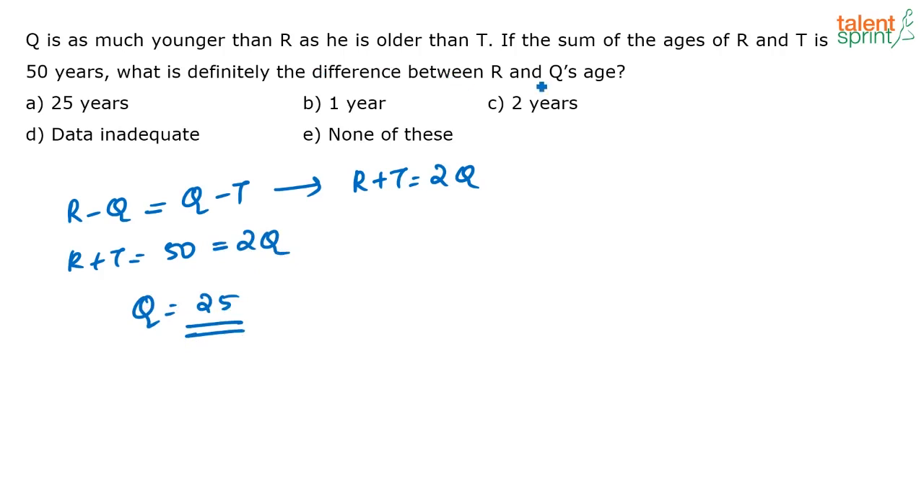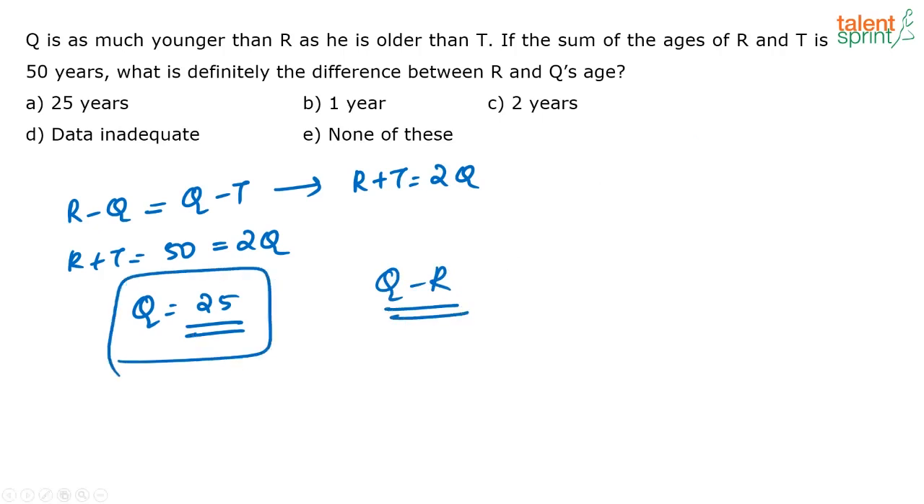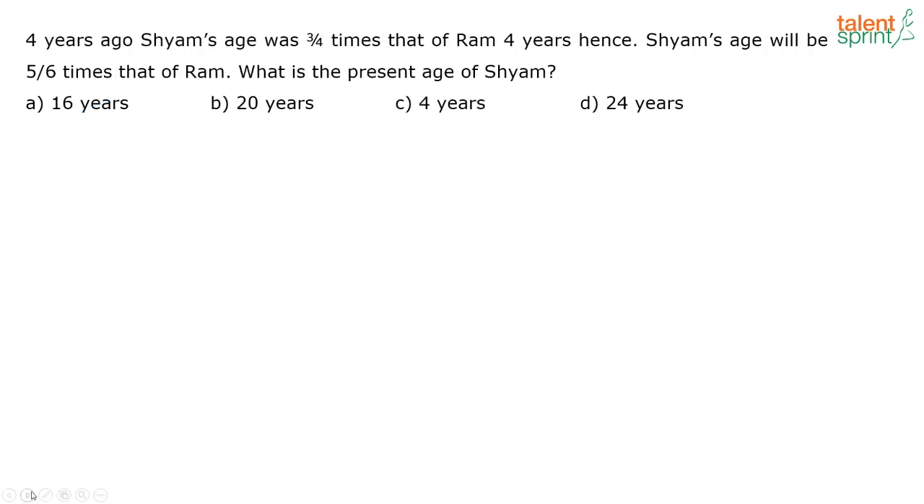Now what is the question? What is definitely the difference between R and Q's age? I have to find out the value of Q minus R. See, using the given information, I can only find out what is the value of Q. Can I find out what is Q minus R? I cannot find out with the given information. So the correct answer for this question will be data is inadequate. Option D.